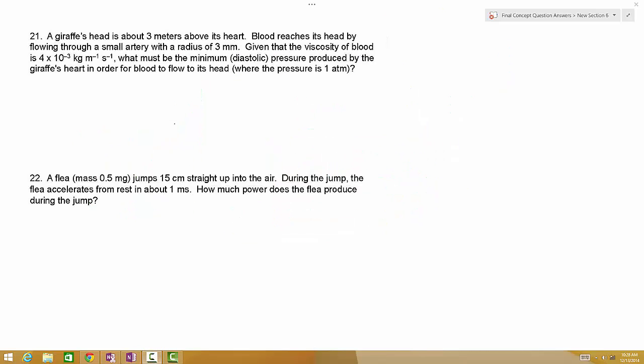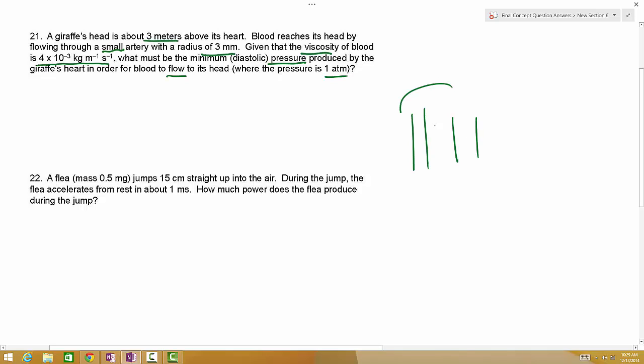21. A giraffe's head is about 3 meters above its heart. Blood reaches its head flowing through a small artery with a radius of 3 millimeters. Given that the viscosity of the blood is 4 times 10 to the minus third, what must be the minimum diastolic pressure produced by the giraffe's heart in order for the blood to flow to its head, where the pressure is 1 atmosphere? Okay, so as always, let's draw a picture of our giraffe.